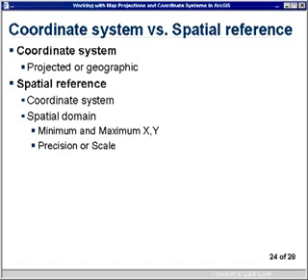Spatial domain actually has two parts. Basically the extent, the minimum and maximum X and Y values of your area of interest, and then a precision or scale value. The precision or scale value I always think of as how many decimal places can I support with my coordinates when I store it in a geodatabase.